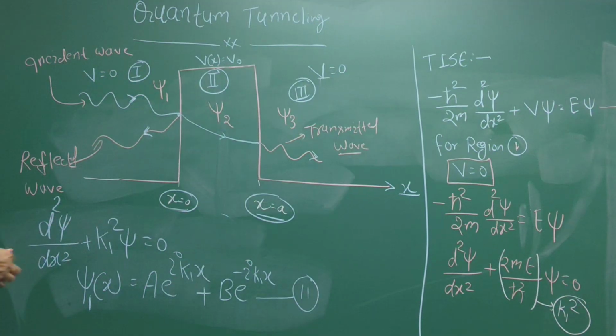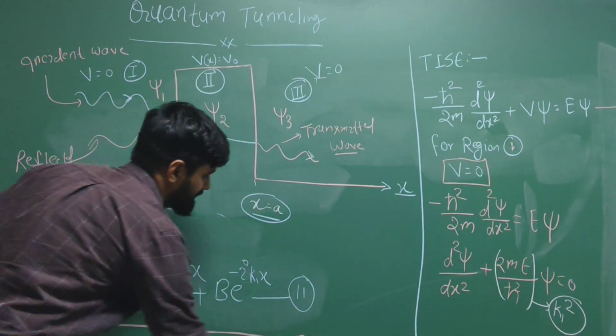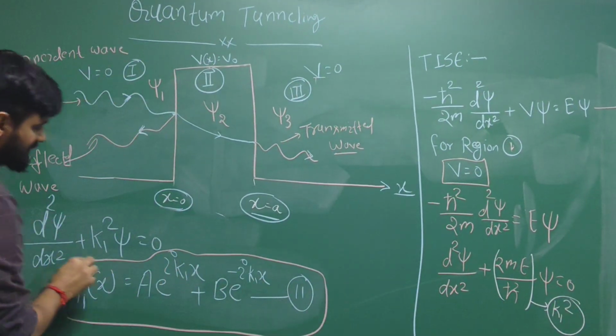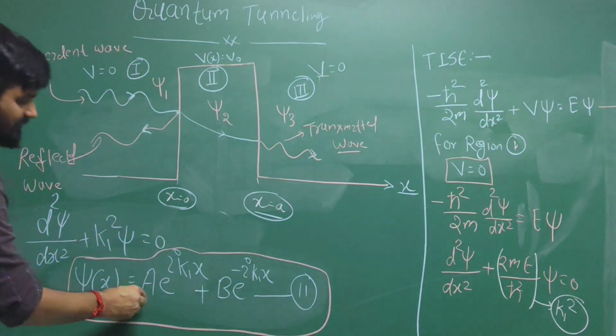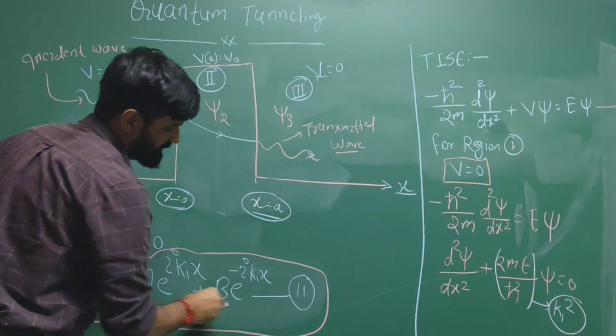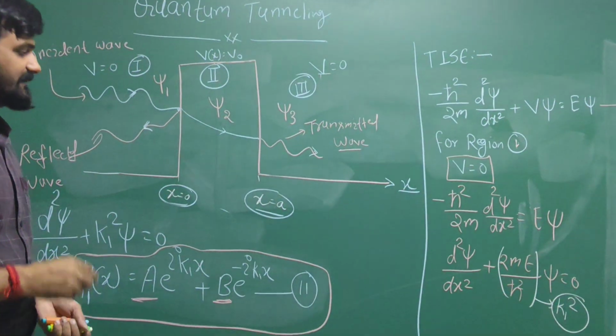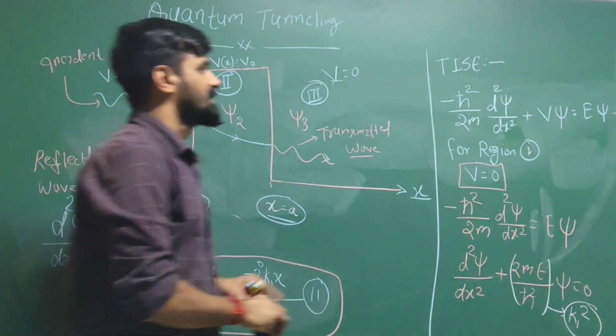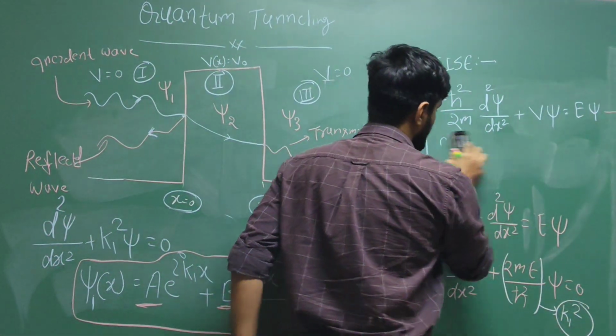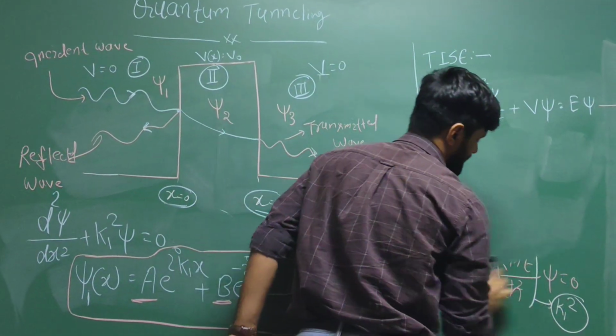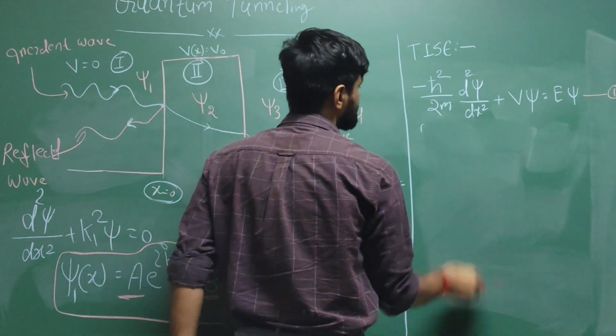So till now we have calculated the value of psi 1, right? But in this equation you can see there are two constants, A and B, and we can calculate these constants using the specific boundary conditions. We will see these things later on. After that, we will solve this Schrodinger equation for region 2, right?